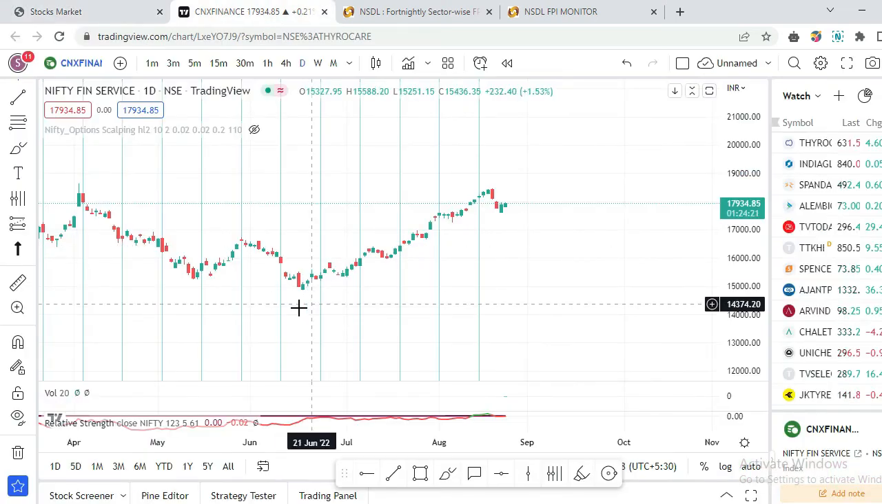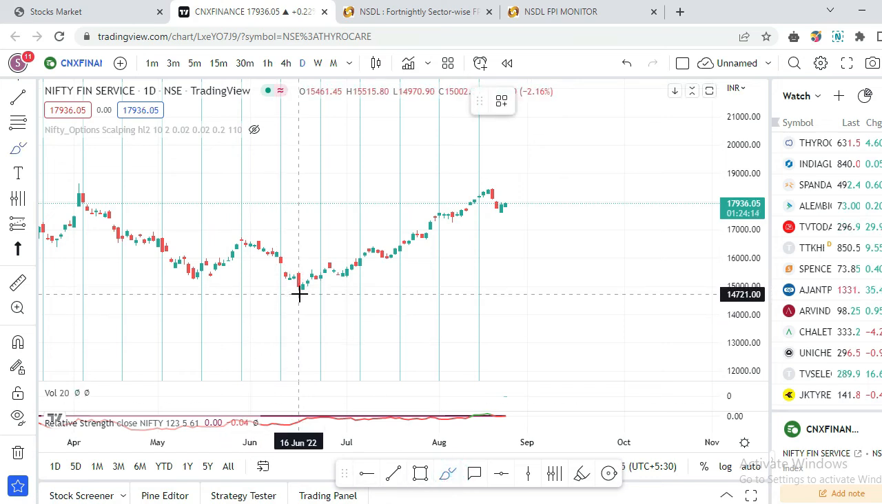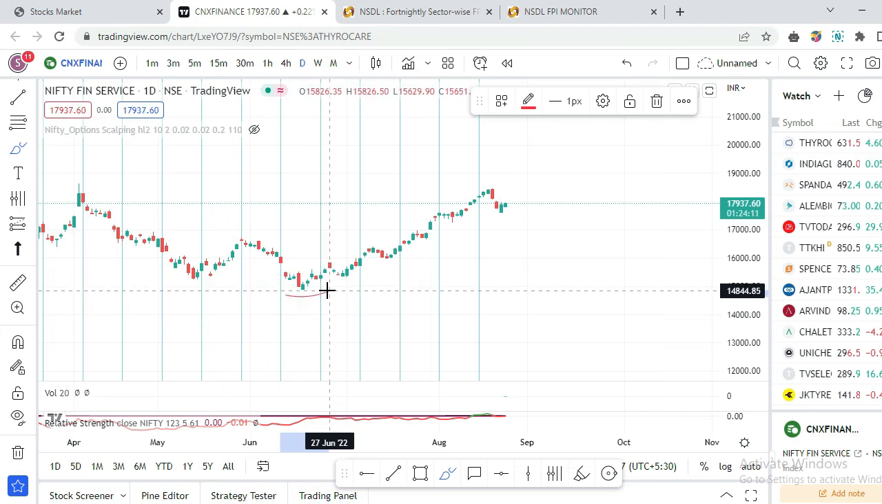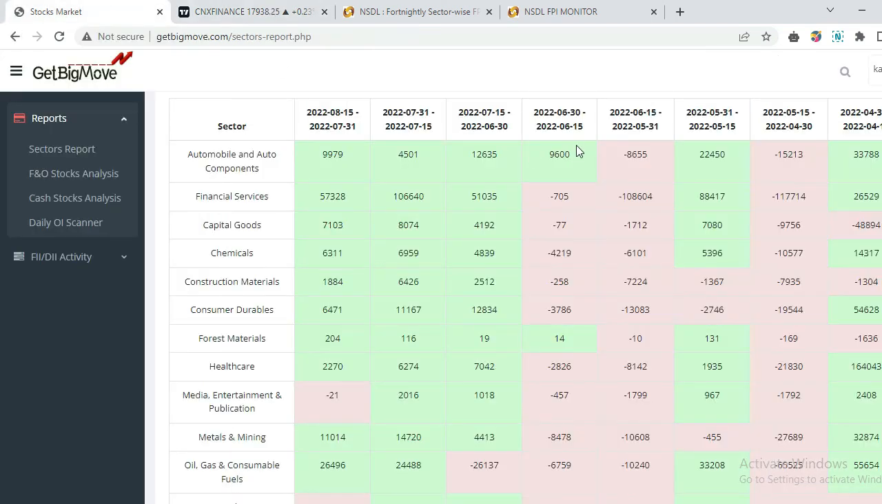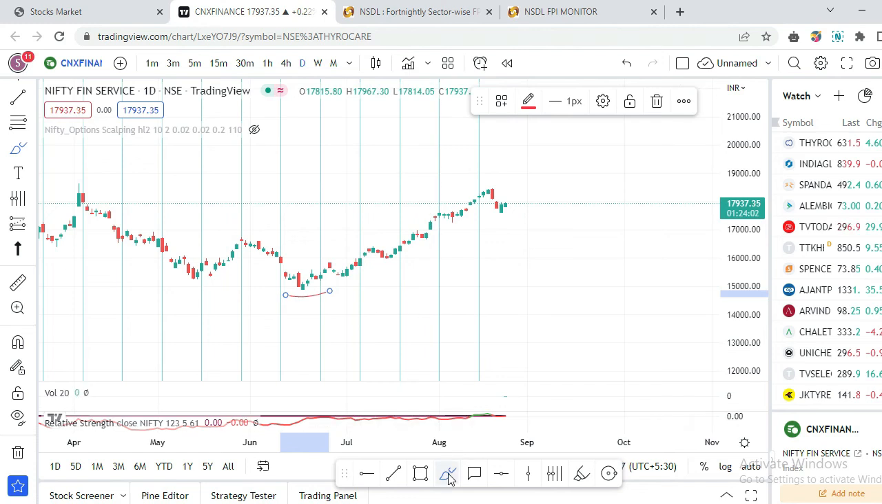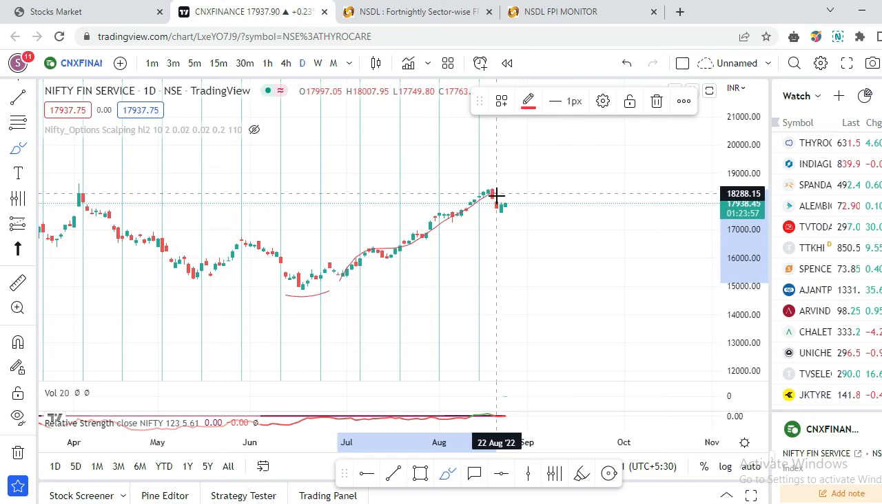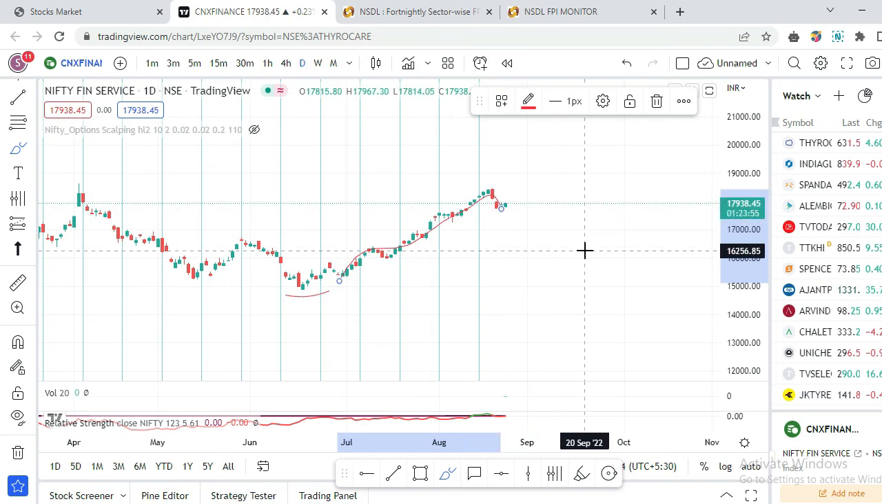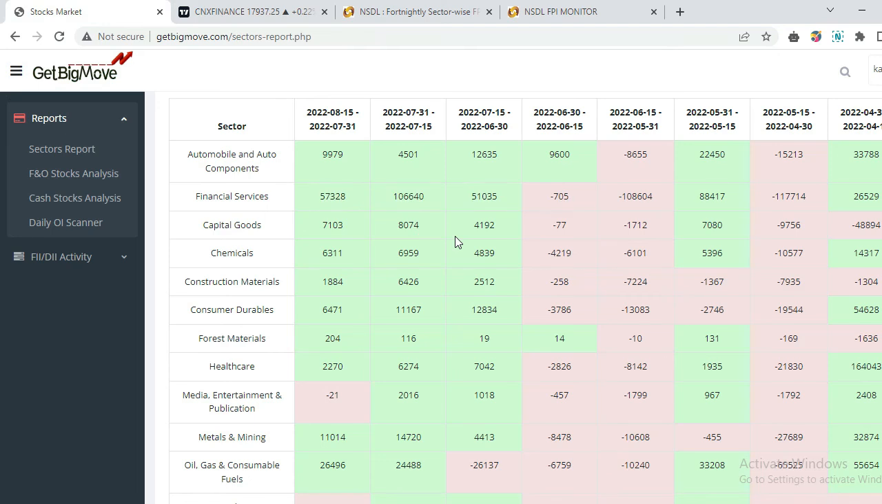You can compare the data from here. From mid-June they started buying, from mid-June they started pumping in the money, and you can see it being reflected in the charts. This is a wonderful way of analyzing sectors. Once you have analyzed these sectors, you should play only in these sectors.